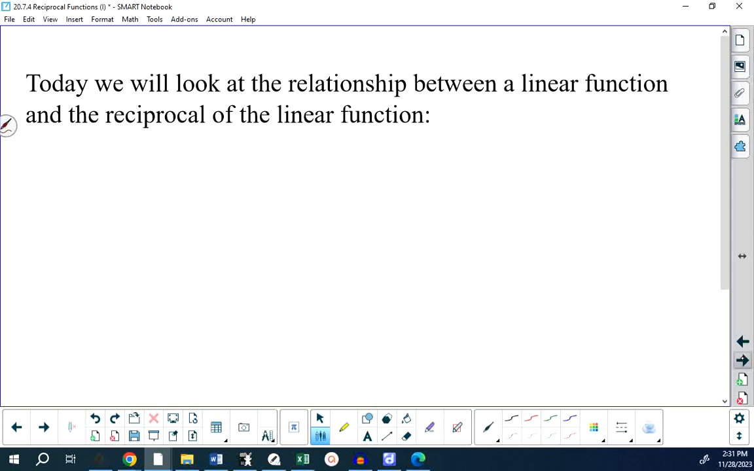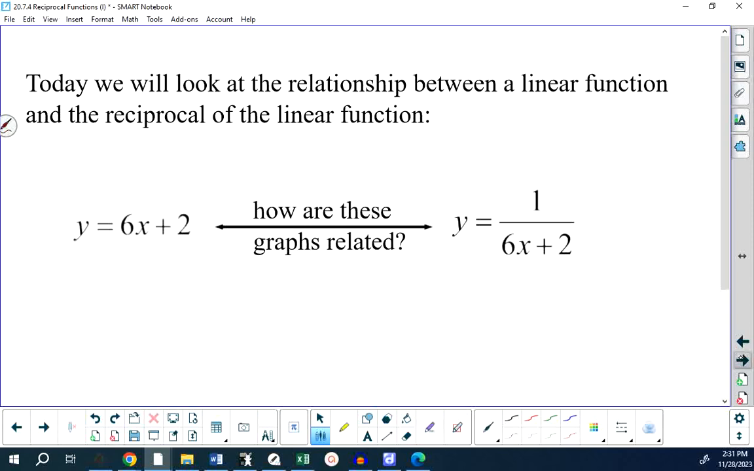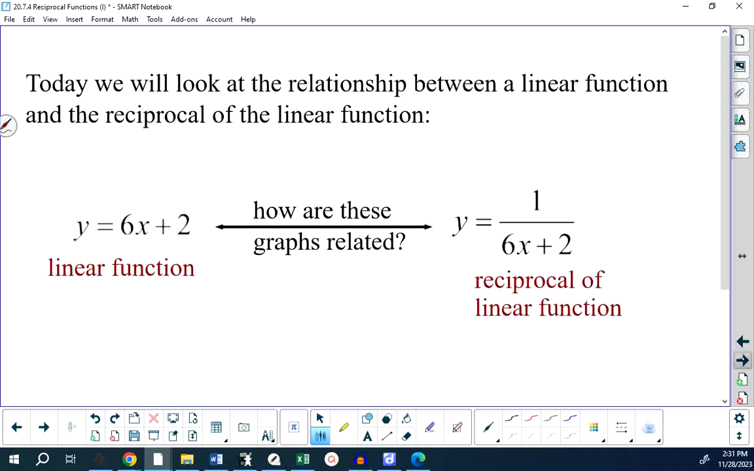That is to say, if you know a linear function of y equals 6x plus 2, what does that tell us about this function? And we're going to be able to answer this without graphing this on a graphing calculator, without using a table of values or anything like that. You can look at the features of the linear function on the left and tell me what the reciprocal looks like. But there's a lot of warm-up that goes into this.